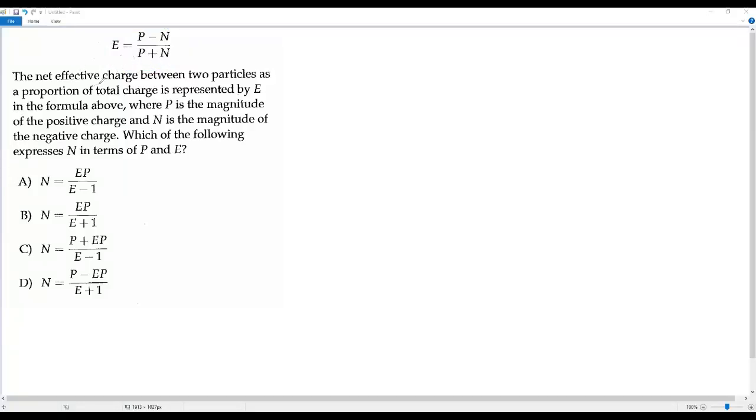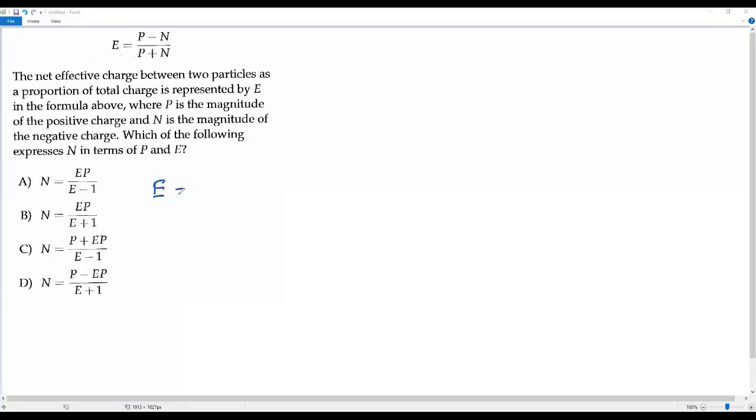The net effective charge between two particles as a proportion of total charge is represented by E in the formula above, where P is the magnitude of the positive charge and N is the magnitude of the negative charge. Which of the following expresses N in terms of P and E? So we have to solve for N in terms of P and E in the given formula.